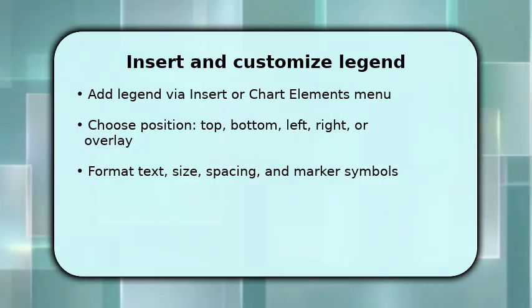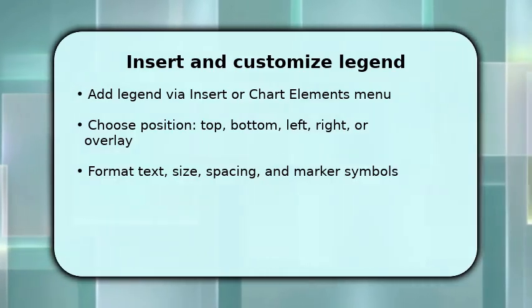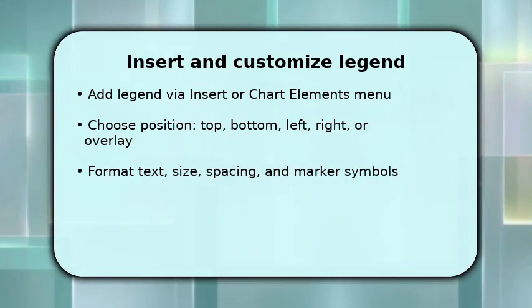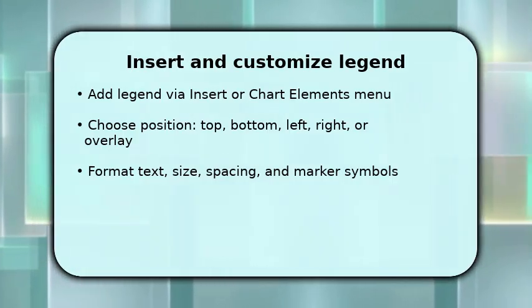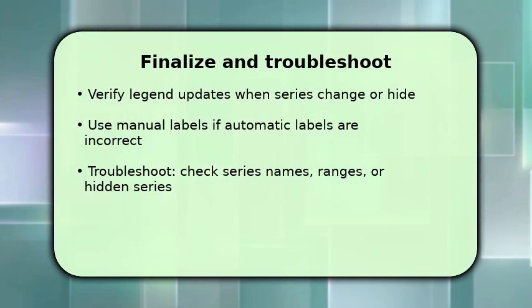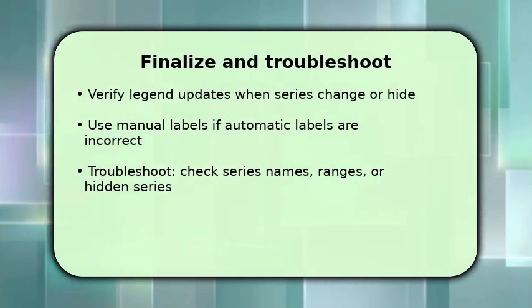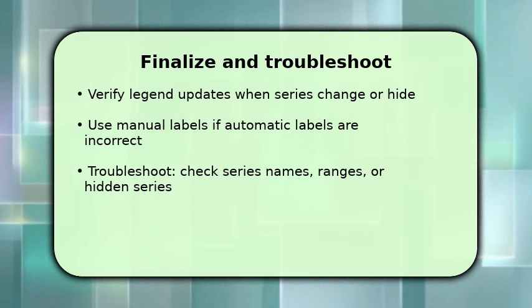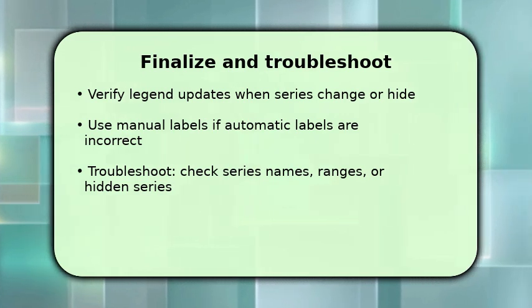If your tool supports it, enable sorting or toggle series visibility directly from the legend. Make sure to preview at typical display size so the legend remains legible. You finish by confirming the legend updates as you add, remove, or hide series. This ensures continuity when the chart evolves.